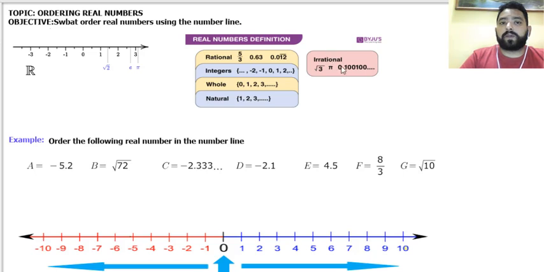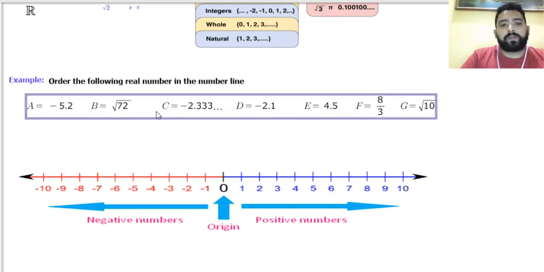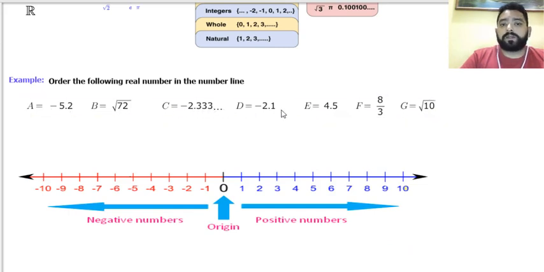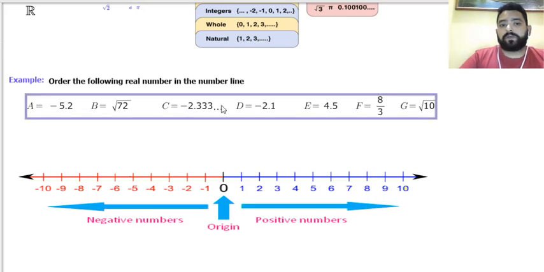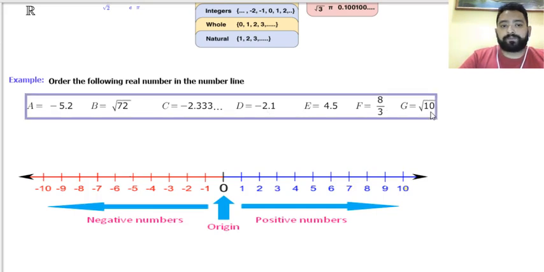An irrational number cannot be written as a fraction. I'm going to give you an example of how to order some rational numbers or real numbers on the number line. For example, here we have negative 5.2, square root of 72, negative 2.333... This number goes on to infinity because it has a repeating decimal, so it is rational. Then negative 2.1, 4.5, 8 over 3, and square root of 10.